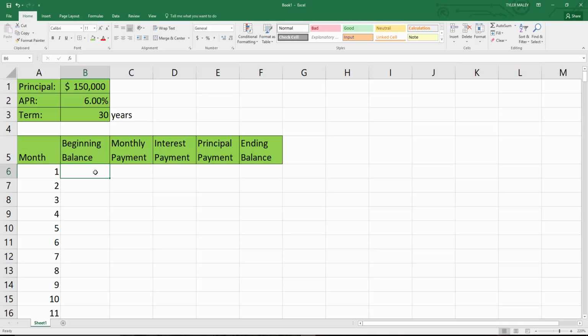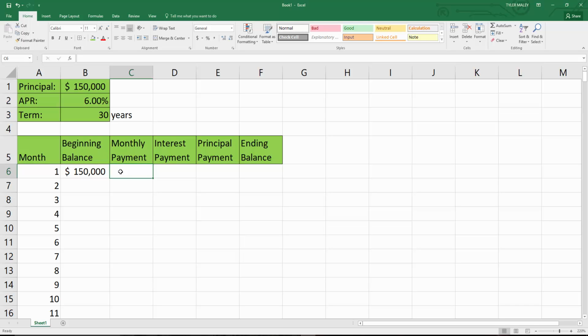So this is actually answer number 5. What formula should be in B6, the beginning balance? So we should have equals B1. That's my beginning balance, 150,000. And then the answer to number 6: on the worksheet, what's the formula we put in cell C6?